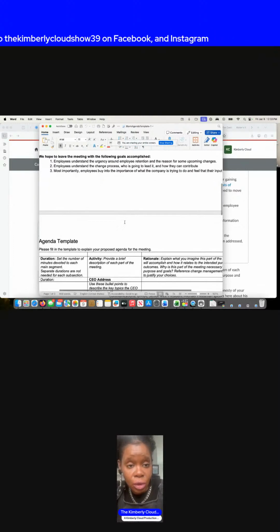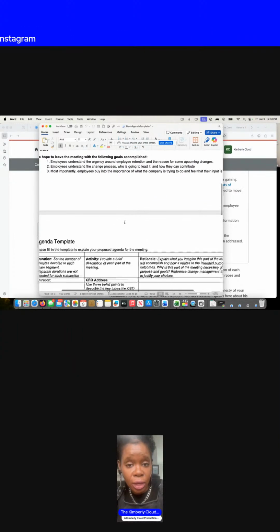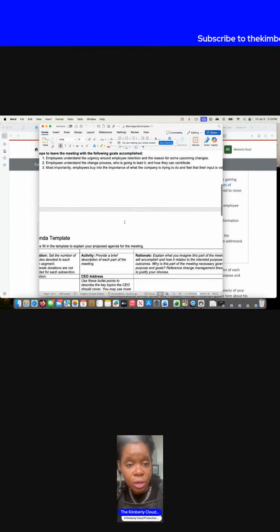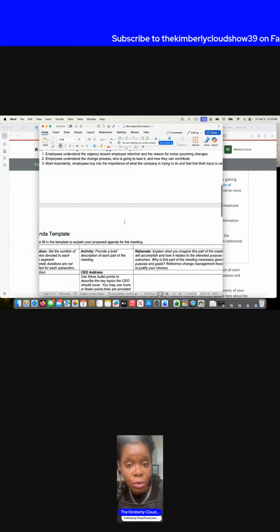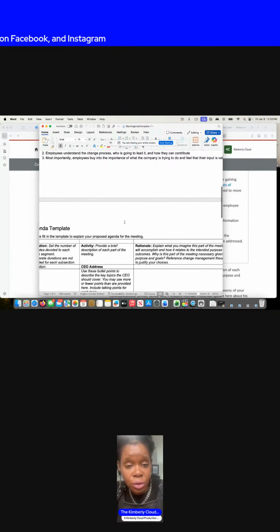Goals. We hope to leave this meeting with the following goals accomplished. Employees understand the urgency around employee retention and the reason for some upcoming changes. Employees understand the change process, who is going to lead it, and how they can contribute.